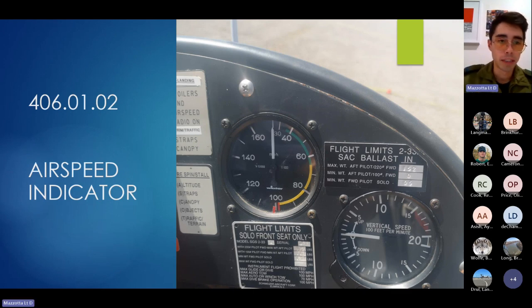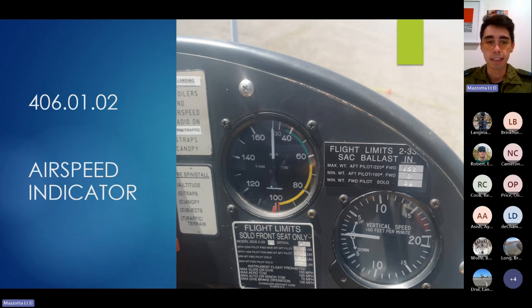Okay, so we're going to talk about the airspeed indicator now. This is what it looks like inside of the 233. You can see that right now it's on the ground, so it's reading 0. And there's different colors and speed ranges that you can see. There's a green line, the yellow line, and the red line.